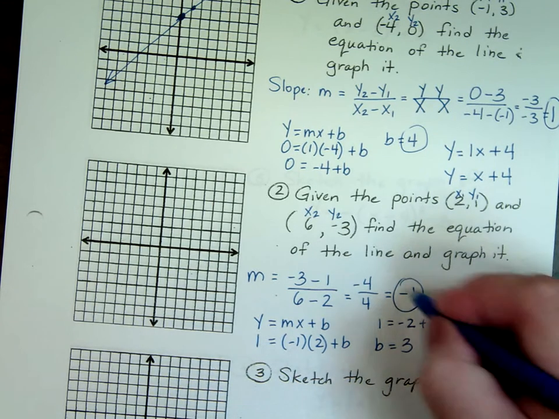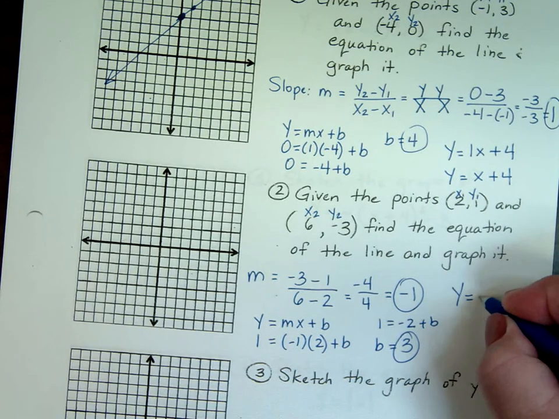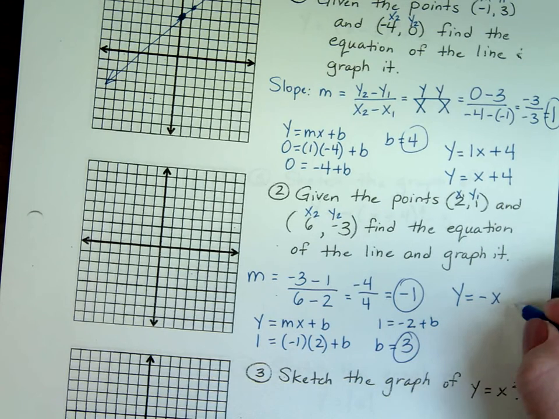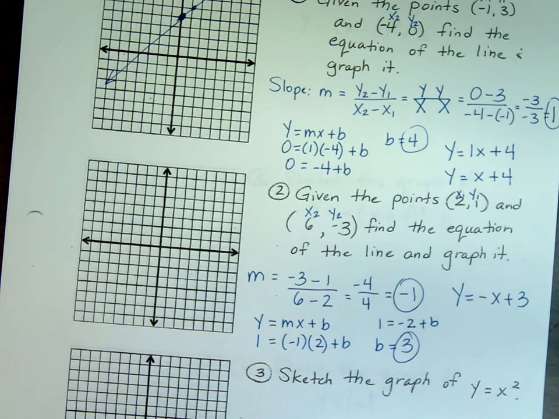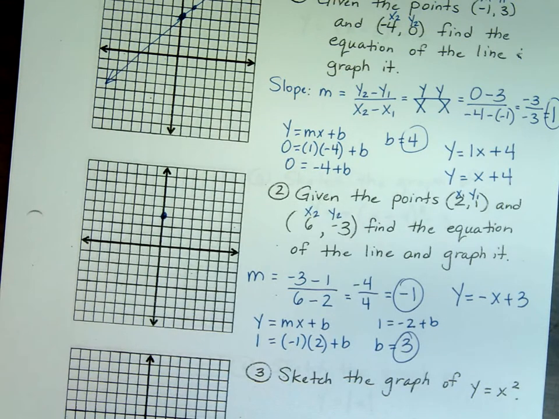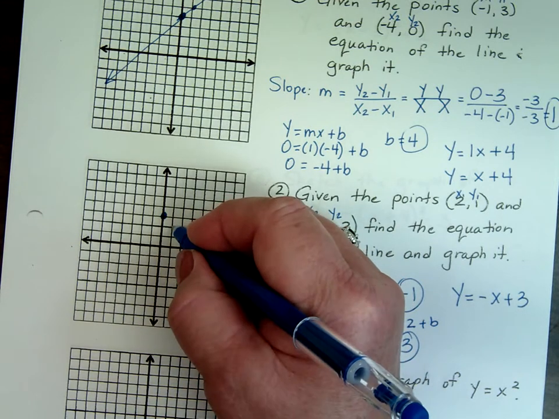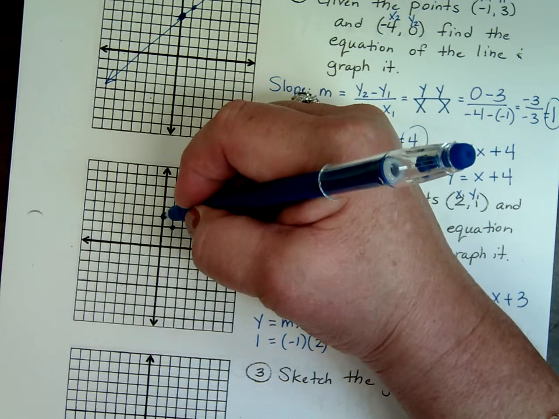Take your slope, take your b, put it together. y equals negative 1x, negative x, plus 3. And then you want to graph that. So the graph goes with the y-intercept first. The slope is negative, so negative 1 means down 1 and right 1. And so here's my graph of this line.